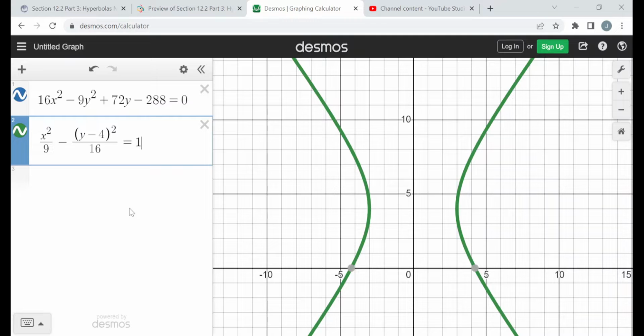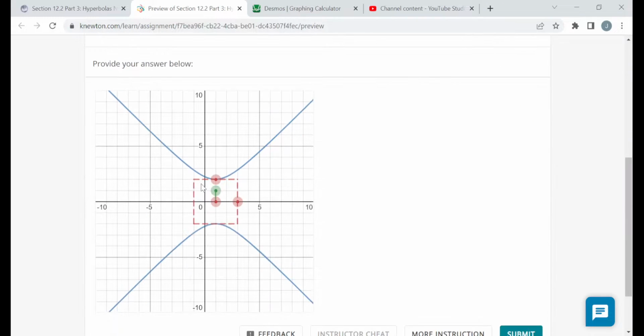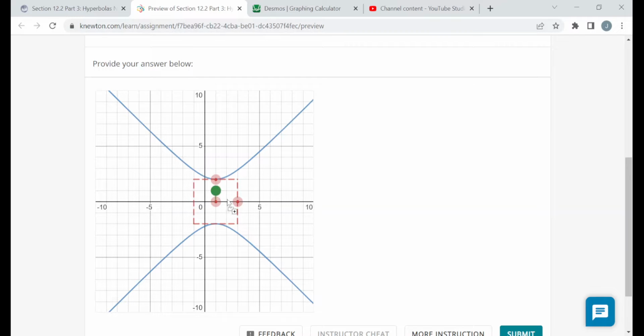And look at that. I know you probably can't tell the difference, but if I turn this off and on, you'll see it's the exact same picture. It's the exact same graph. So yeah, did a good job. But back here, all we have to do is move these points around. Now this, again, the transverse axis was horizontal, so I move this green point so that it changes the orientation.